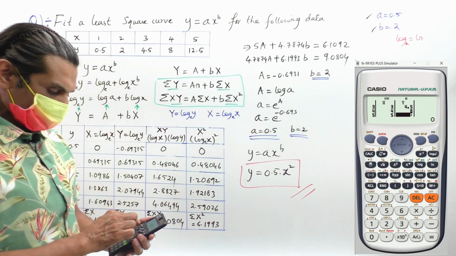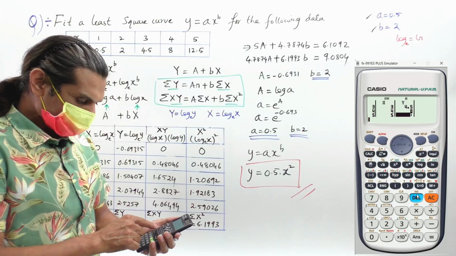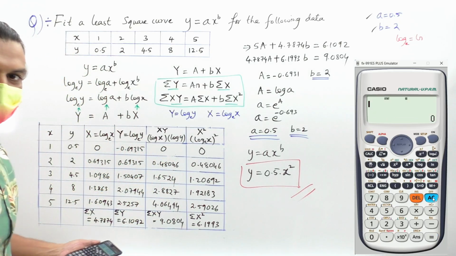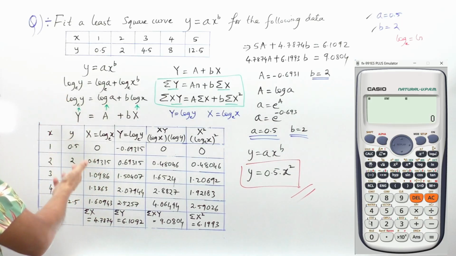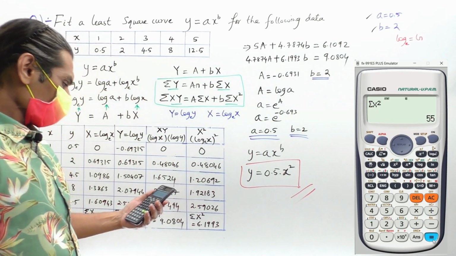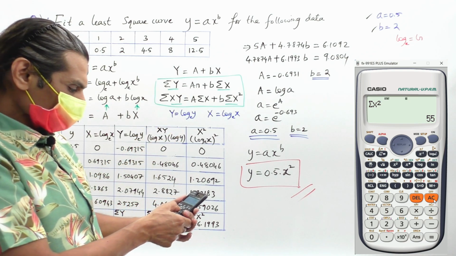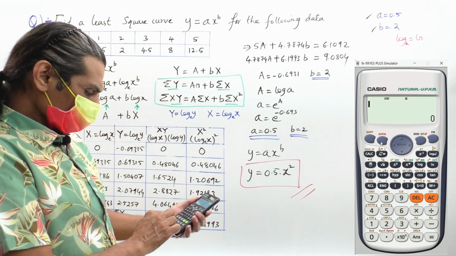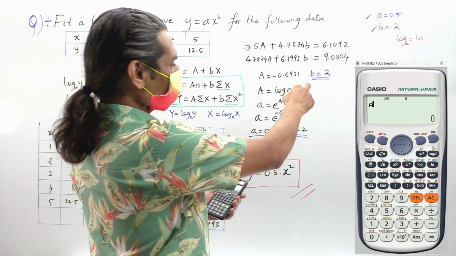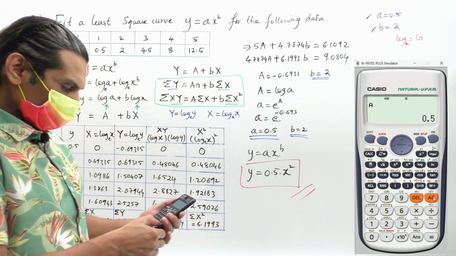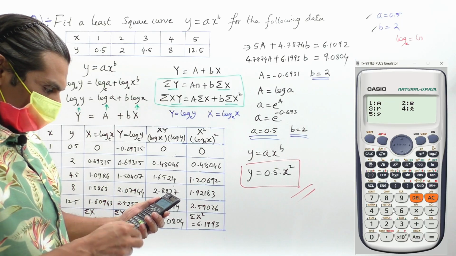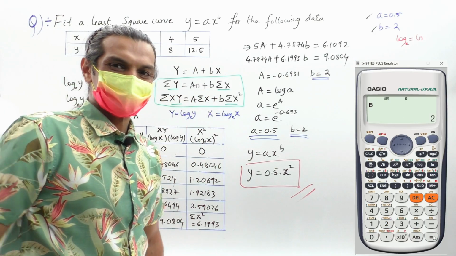AC, then again press shift 1 to recall the stats mode. We won't get sum and all, because here x is not plain small x or y, it is capital X is log x and capital Y is log y. So we have to do it manually. We will see the regression answers here, so we go to number 5. A is equal to 0.5, as we got it. Again AC, shift 1, stat regression 5, the B value will be 2. That is all, this is how you do it.